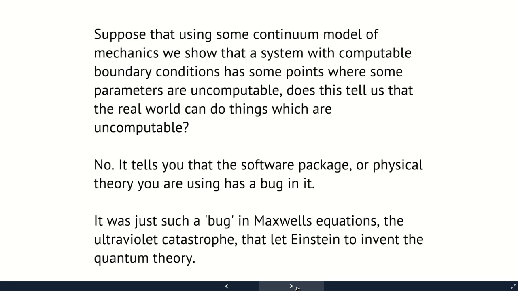For example, the example I'm thinking of is someone claiming that by use of Maxwell's equations, you can have a waveguide at points of which the wave intensity is an uncomputable function. But that there are bugs in Maxwell's equations was shown by Einstein, that the actual light emitted by a black body cavity doesn't match what Maxwell's equations should say. And the reason why it doesn't match is that light turns out to be quantized in a way that doesn't fit Maxwell's equations. And it was this which allowed Einstein to introduce the quantum theory.